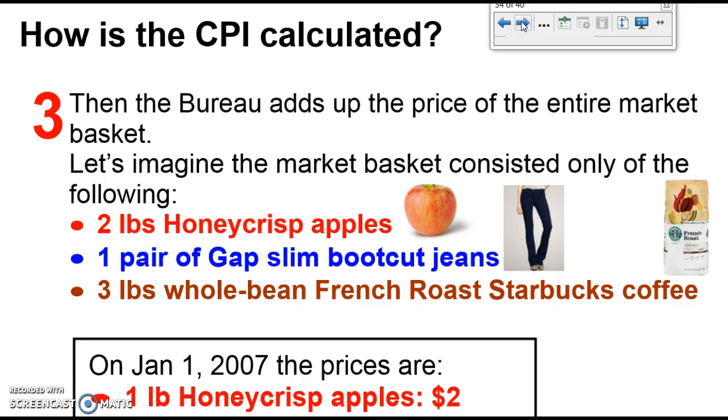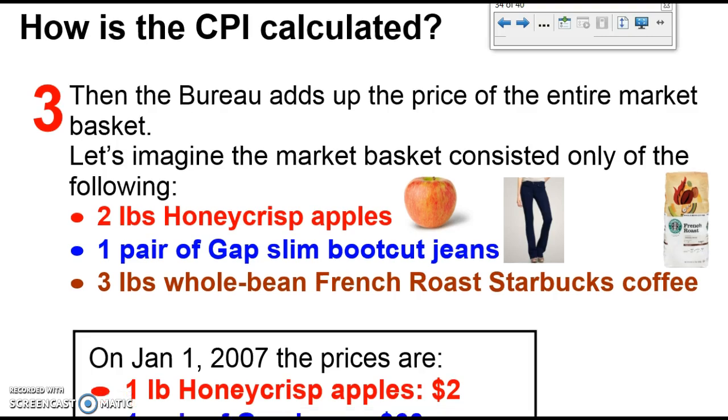Then what they do is they add up the prices of all the goods they've put in the basket. So let's say we're going to represent apples, jeans, and coffee with Honeycrisp apples, Gap Slim bootcut jeans, and French Roast Starbucks coffee. So then they're going to weight the market basket by how much they think people buy of each good. So maybe they've determined through surveys that in a typical month, people buy 2 pounds of apples, but only 1 pair of jeans and 3 pounds of coffee. So the different items are going to be weighted in the basket based on how frequently they're purchased.